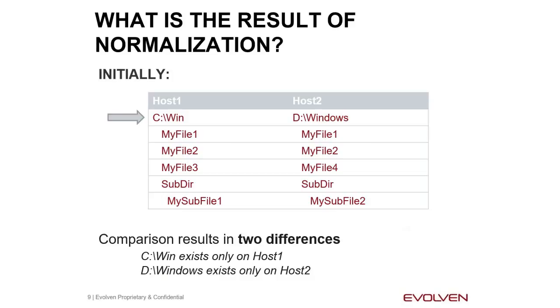Now, when you run this, what you'll see are only two differences. You'll see that on one system, there exists a folder called cwin, and on the other host, you'll see that there's a folder that is called dwindows. You have no idea if the contents are similar, because they're not the same concept. They're completely different, and so all you see is that there are two differences. And really, that's all. At that point, all you can do is to say that they're different names, and there's no way to know if the contents are different.